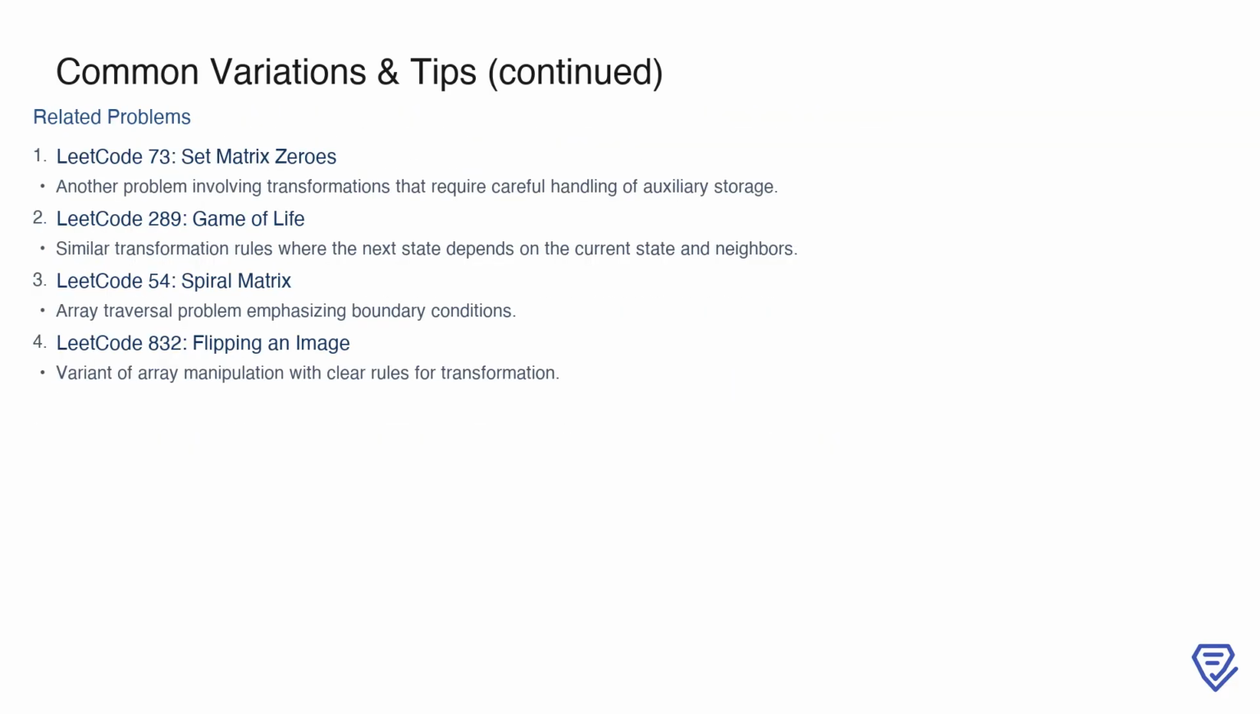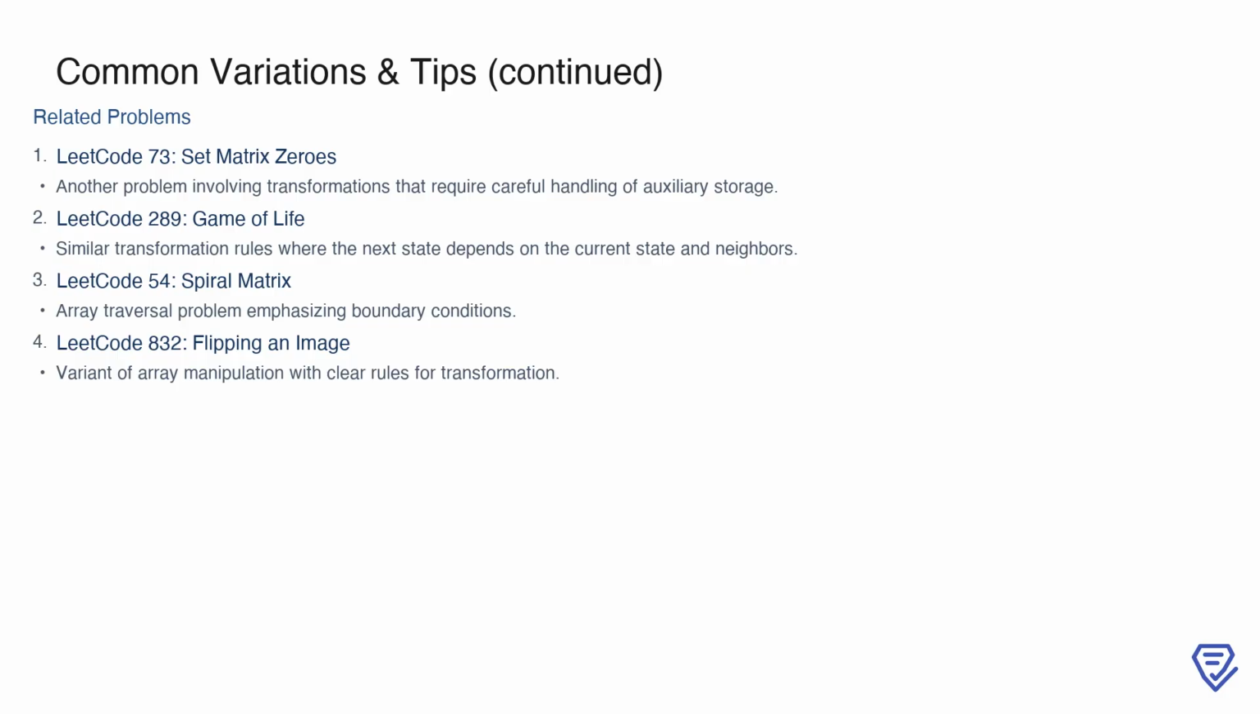Now let's look at related problems that can help you build a stronger foundation. LeetCode 73, Set Matrix Zeroes, is another problem where transformations require careful handling of auxiliary storage. Then there's LeetCode 289, Game of Life, which involves similar rules where the next state of an element depends on its current state and its neighbors. LeetCode 54, Spiral Matrix, focuses on array traversal, particularly emphasizing how to manage boundary conditions effectively. Finally, LeetCode 832, Flipping an Image, is a variant of array manipulation with specific transformation rules. Practicing these problems will not only improve your understanding of array transformations but also enhance your ability to handle related scenarios in interviews.